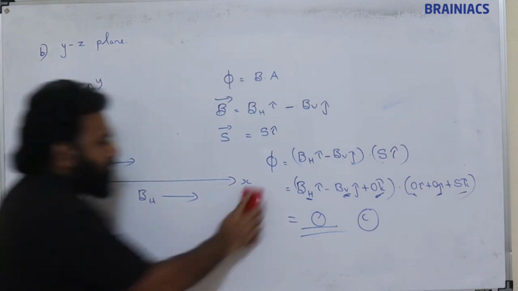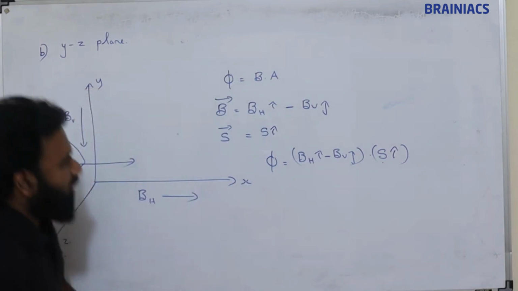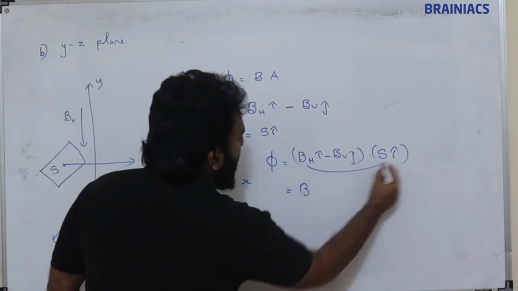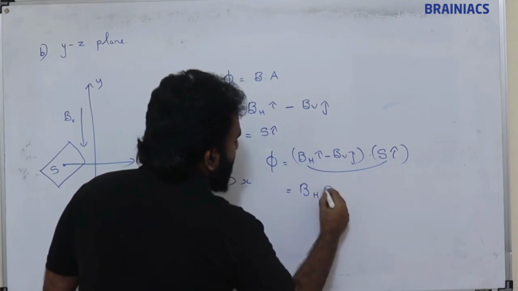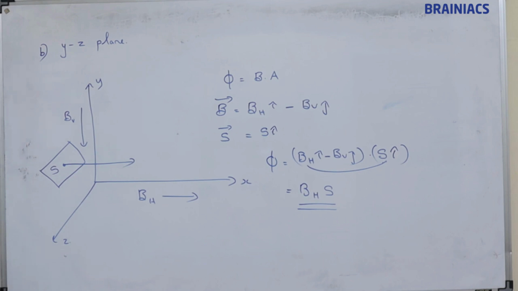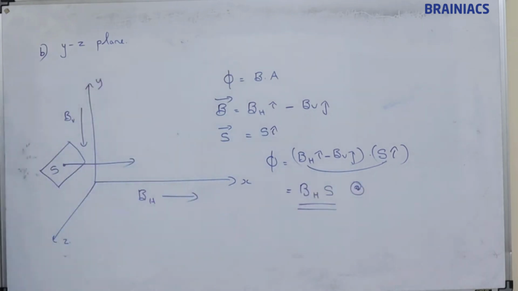Now what will be the answer? The remaining terms will all become 0. The answer I am going to get is BH S. This is the magnetic flux. Option A. Clear? Understood?